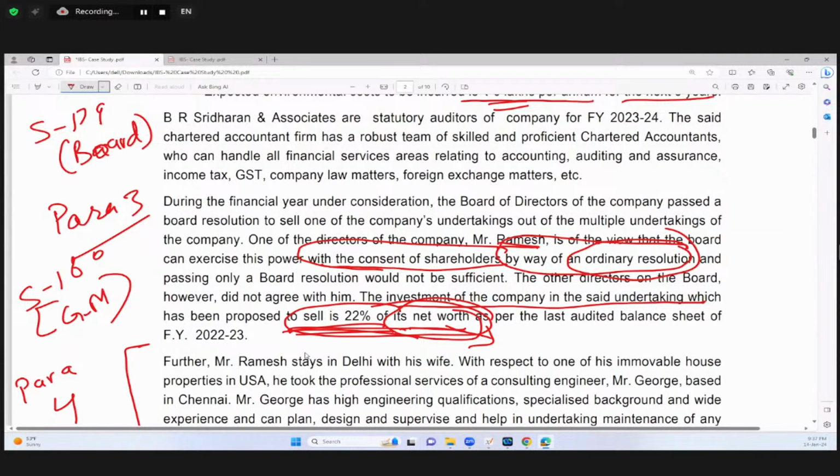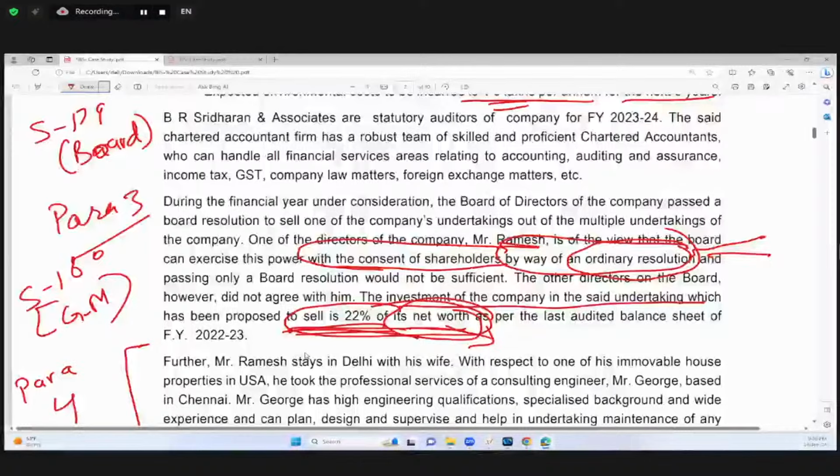Now there are two types of resolutions: ordinary resolution and special resolution. You should know the difference between them. If the company law specifies that a certain item has to be passed by ordinary resolution, then the votes in favor of that item must be a simple majority. That means if there are 100 shareholders in the general meeting, a simple majority means 51 shareholders in favor of that resolution and 49 against. Then the item can be passed.